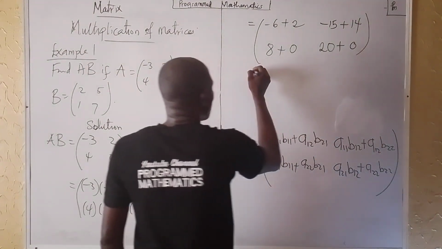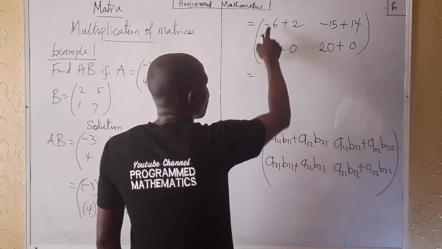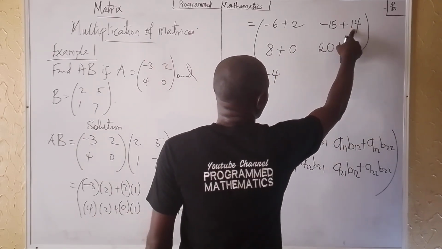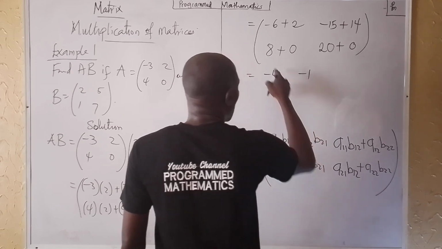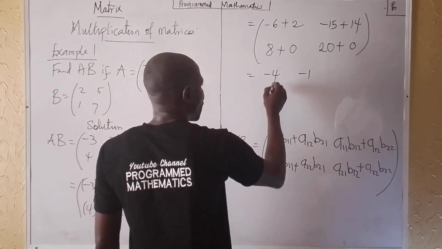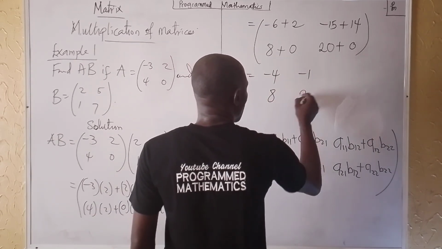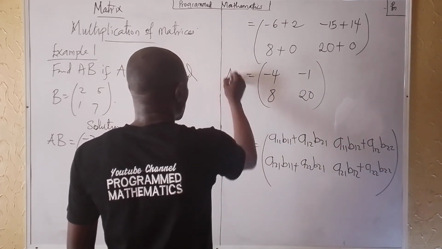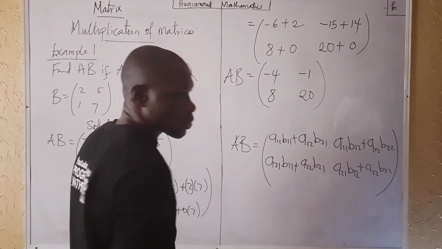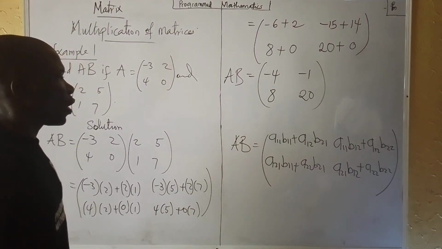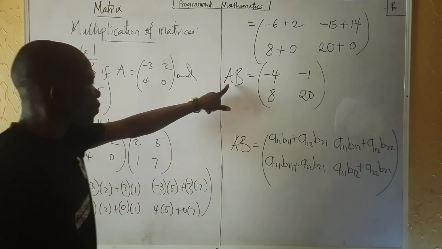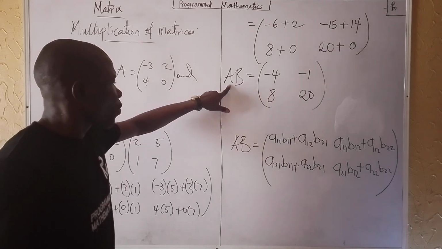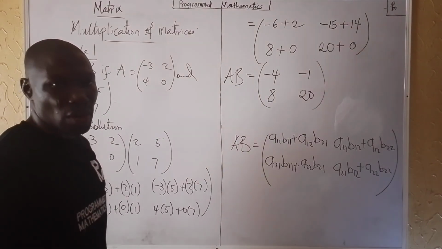So the rest now is to simplify this. Minus 6 plus 2 is minus 4. Minus 15 plus 14 is minus 1. 8 plus 0 is 8. 20 plus 0 is 20. Alright, so this gives us the product of matrix A and B, where A pre-multiplies B. Pre-multiplication here means that A is coming first, then B is coming second.